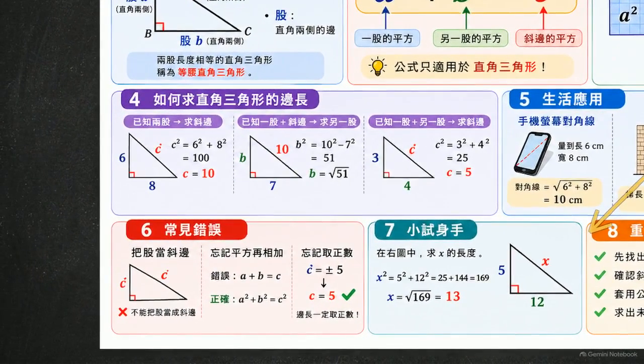Now it is your turn. The legs are 5 and 12. 5 squared is 25, and 12 squared is 144. Add them to get 169. The square root gives us a final hypotenuse of 13.